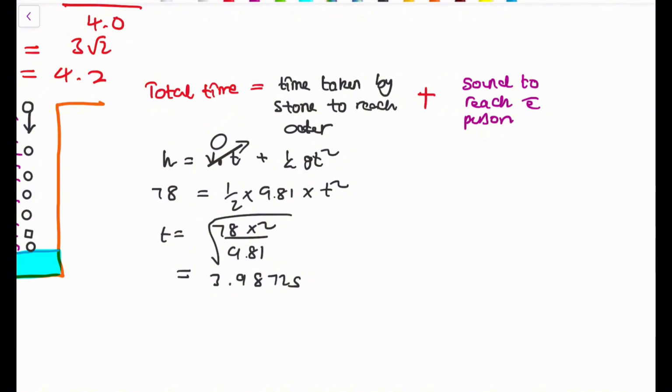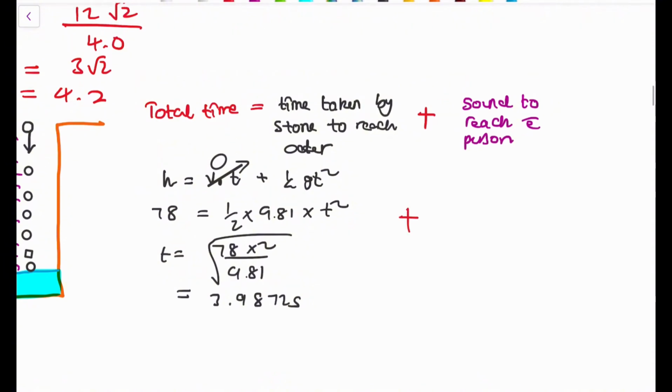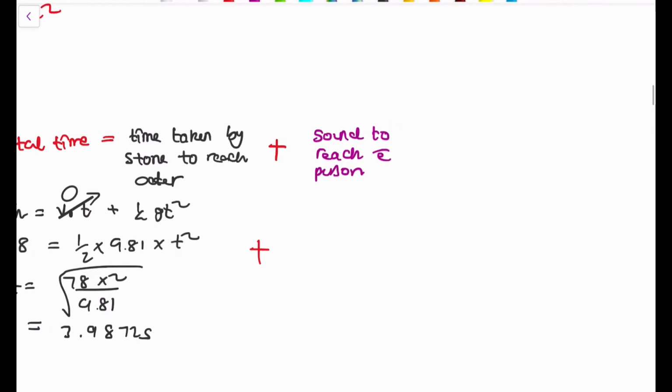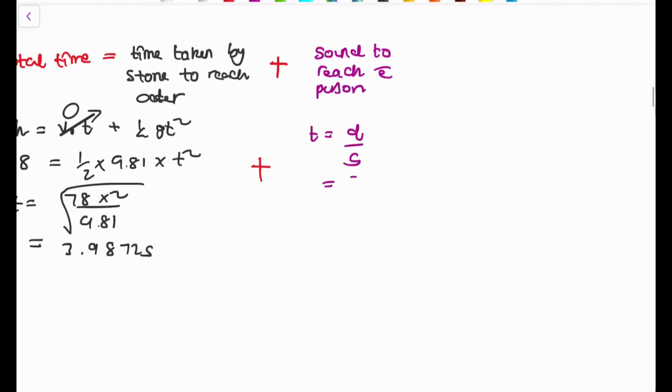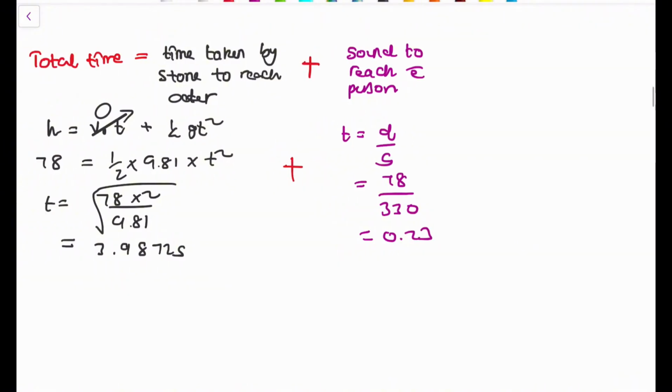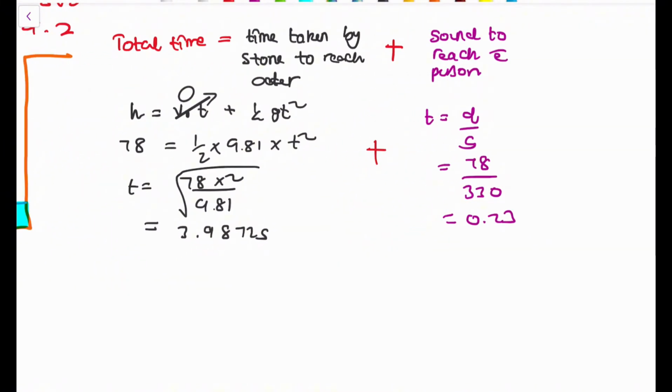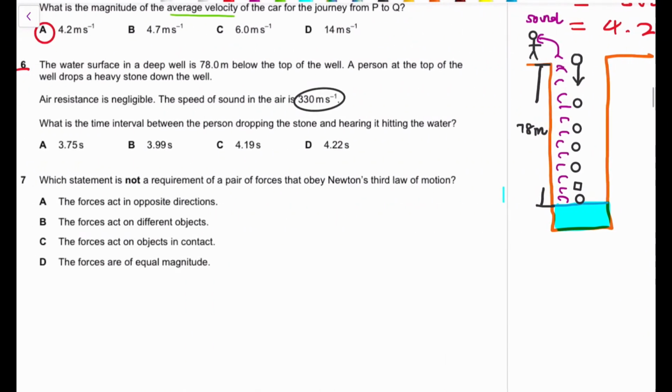But we still have to add the time that the sound is going to take to reach the person. We know that time is equivalent to the distance divided by the speed. The distance is 78, divided by 330. That's going to give you 0.23. So the total time is going to be equivalent to 3.9872 plus 0.23, and that's going to give you a total of approximately 4.22 seconds. Basically, the answer is D.